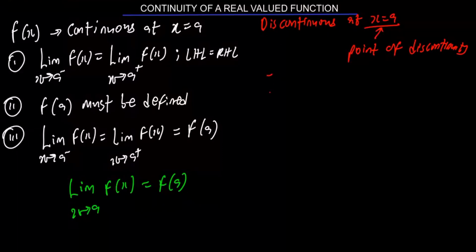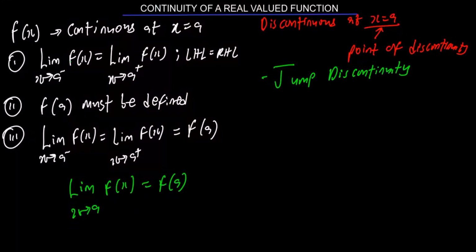And discontinuity is divided into how many parts? If a function is discontinuous, it's divided into 3 parts. Number one, we have what we call the jump discontinuity. What is jump discontinuity?